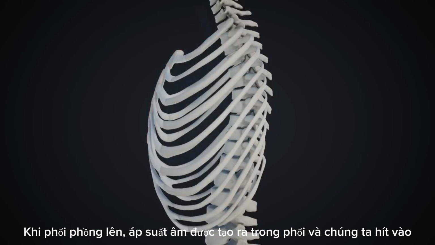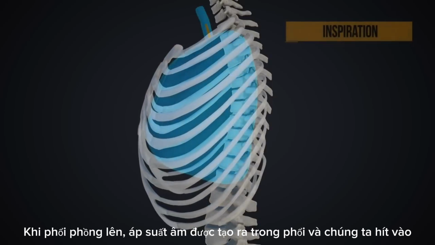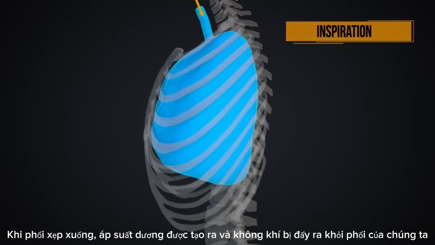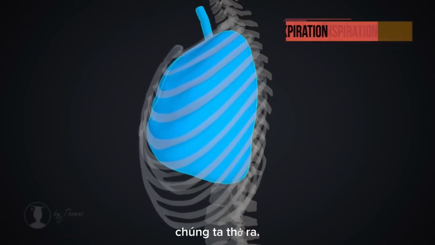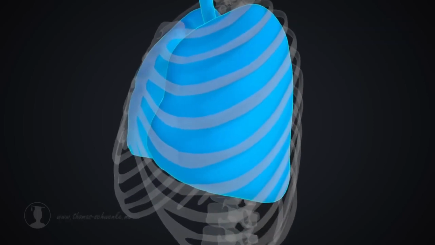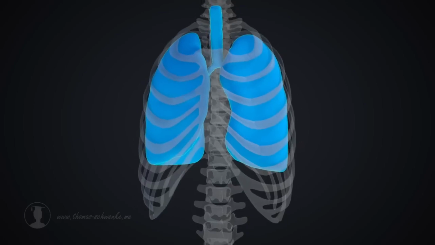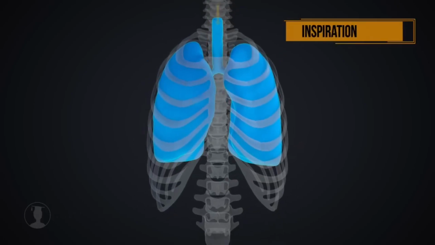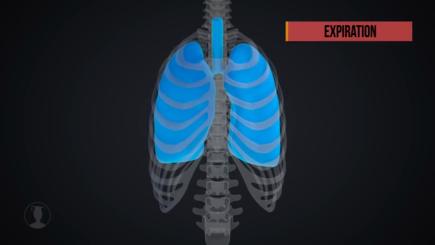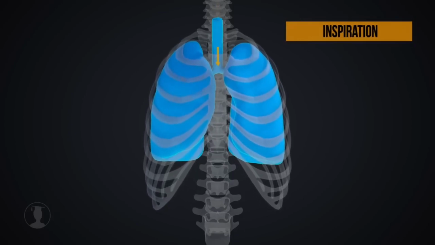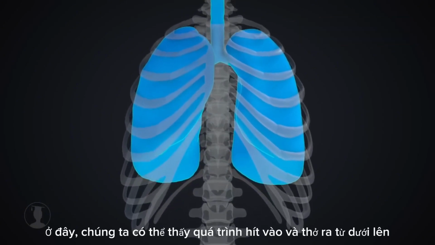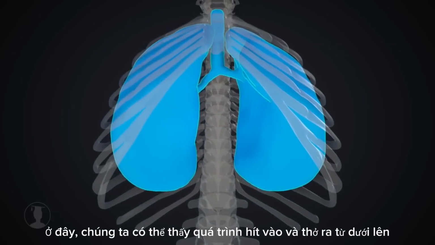When the lungs inflate, a negative pressure is created in the lungs and we breathe in. When the lungs deflate, positive pressure is created and air is forced out of our lungs. We breathe out. Inhalation, exhalation. Here we can see the inhalation and exhalation process from below.